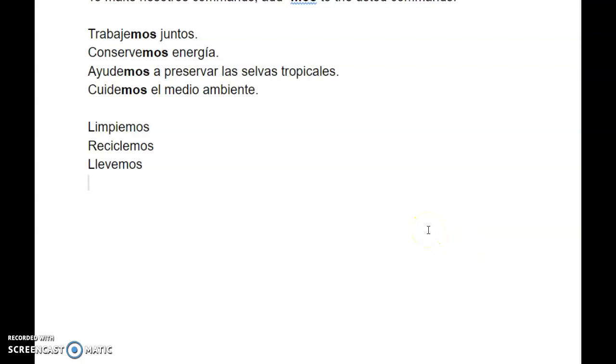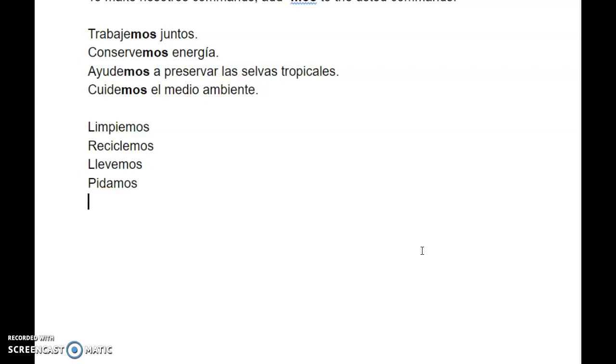All right, número 4, pedir la ayuda de todos, to ask all to help, basically. Now this one has a stem change, right? So it's PID, and then pedir, it's an IR verb, so we're going to add an A to make the usted command, and then we're going to add the MOS. So pidamos. Let's ask all to help. Okay, so pidamos la ayuda de todos.